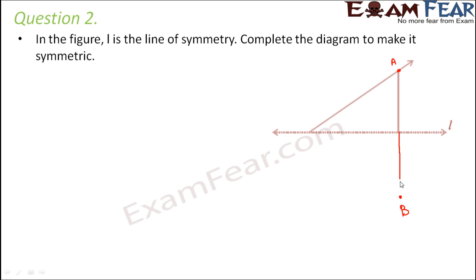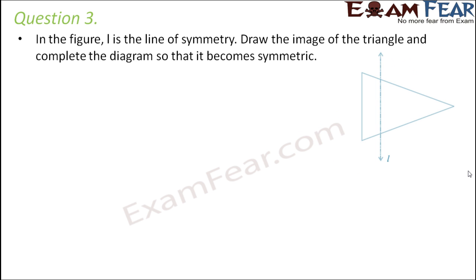So you join this. Similarly, from this point also you join this. So now you see this half and this half, they are exactly identical, and L is the line of symmetry which divides this entire object, that is the bigger triangle, into two equal parts. So in this fashion we complete the diagram.